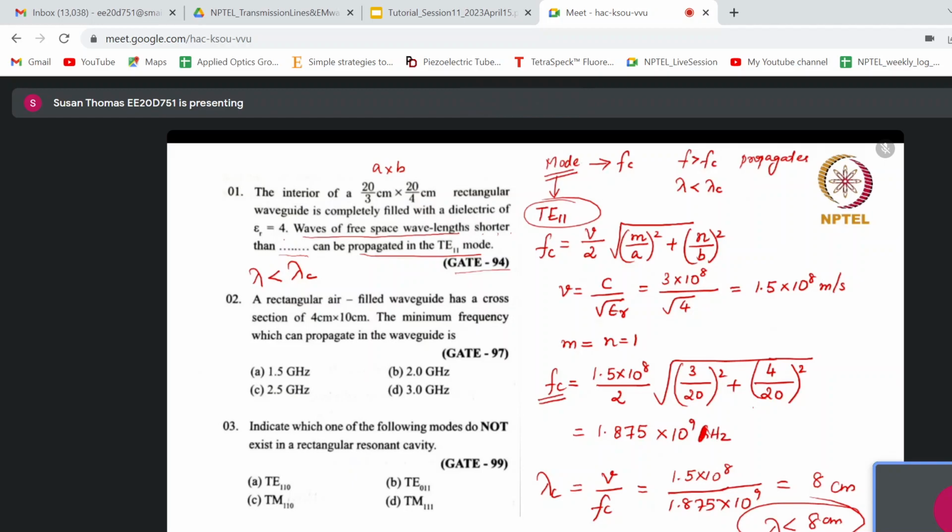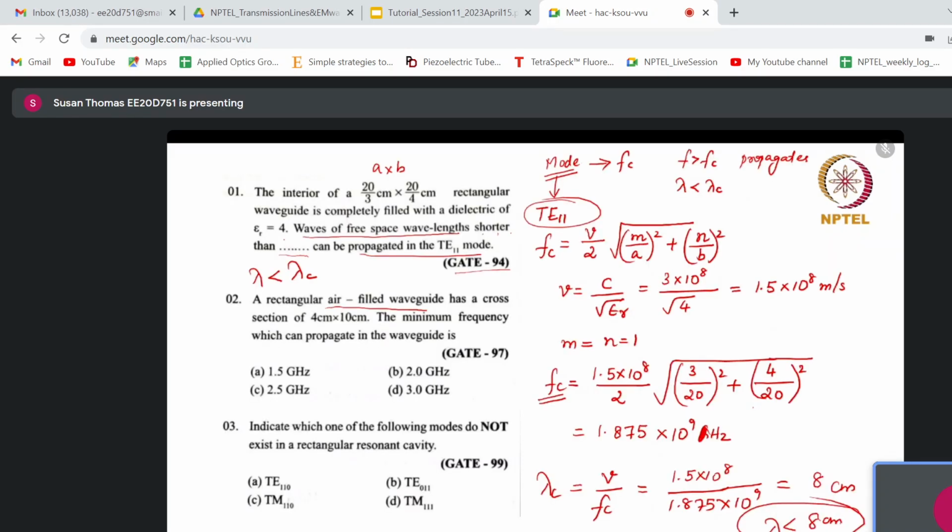Now moving on to the next question. The next question is a rectangular air-filled waveguide. So it's a question on an air-filled waveguide, which has a cross section of 4 into 10 centimeter. The question asks for the minimum frequency which can propagate in the waveguide, and we have 4 options also. So let's see.